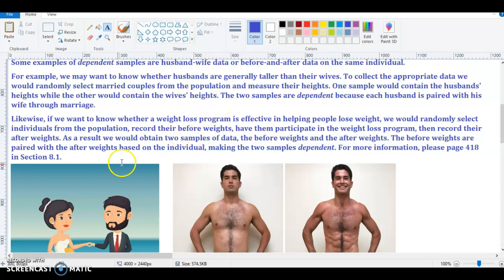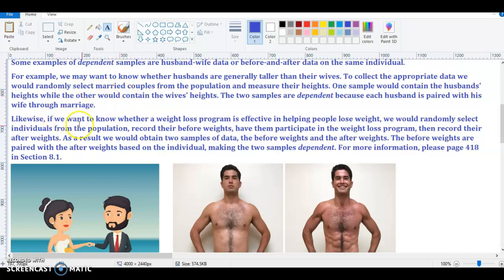So one sample contains the heights of all the wives, and the other sample contains the heights of all the husbands. Because we've collected the data from married couples, the samples are dependent because the height of each wife is paired with the height of each husband. So that's one example of two samples that are dependent.